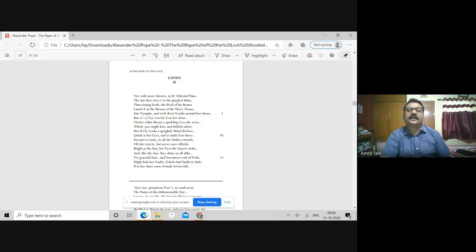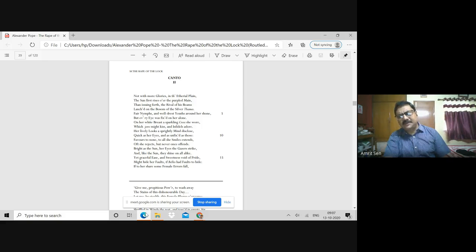period. Therefore, this is Canto 2: "Not with more glories, in th' ethereal plain, the sun first rises o'er the purpled main." It's very interesting also in the way that Pope is invoking the sun almost in every single canto, and this probably relates to the classical ode theme, that is, praising the day or praising the sun, praising the sol as the source of life.